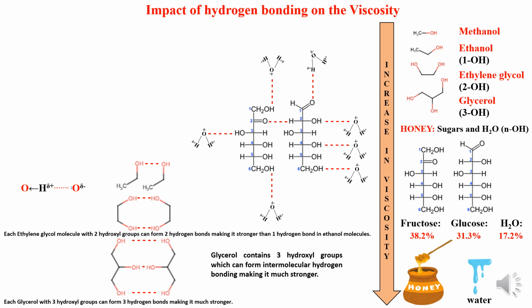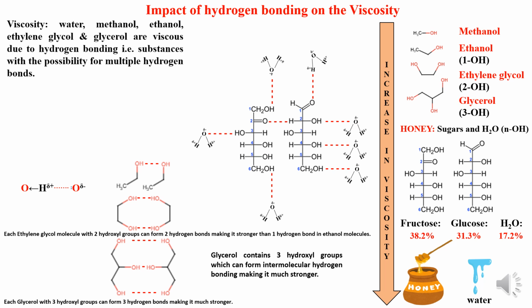Now in case of sugars, as they have multiple hydroxy groups, they participate in hydrogen bonding. And the water content in honey is an added advantage, resulting in multiple dipole-dipole interactions, making it more viscous. So as the number of intermolecular forces increases, it increases the viscosity of the organic substance. So water, methanol, ethanol, ethylene glycol and glycerol are all viscous due to hydrogen bonding.